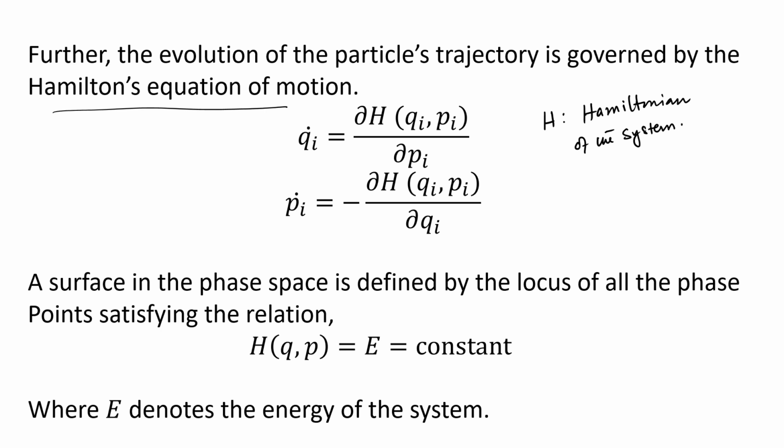All right. So, if you solve them, they give you how q_i and p_i evolve in this phase space. A surface in the phase space is defined by the locus of all the phase points that satisfy this relation: H(q, p), which is the Hamiltonian, a function of the generalized coordinates and the generalized momenta, gives you the energy, which is a constant. So, E is the energy of the system.